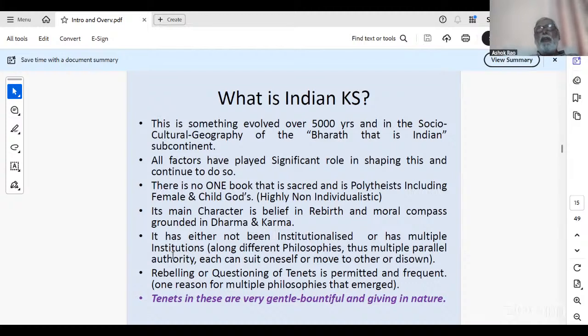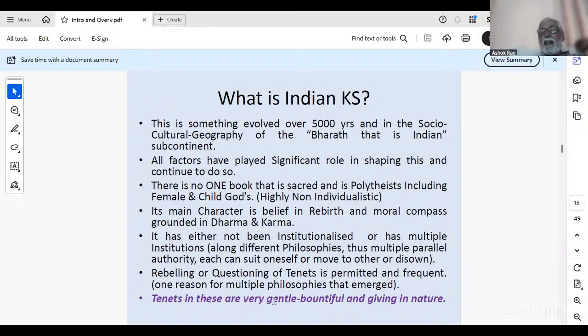It has either not been institutionalized or it has multiple institutions around different philosophies. That's why if you don't like one, you can move to the other. If you don't like that, you can move further. If you don't like anything, you can disown. Being an atheist is as valid as being a theist. Okay? Rebelling or questioning of tenets is permitted and very frequent. That is why we have multiple philosophies which have shaped our socio-cultural behavior.